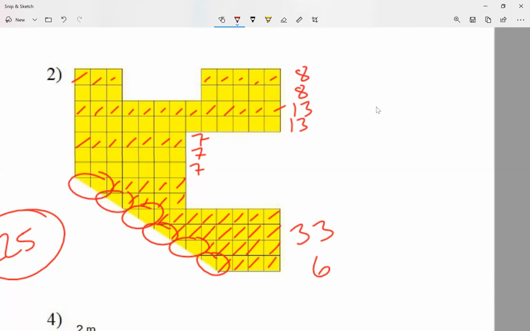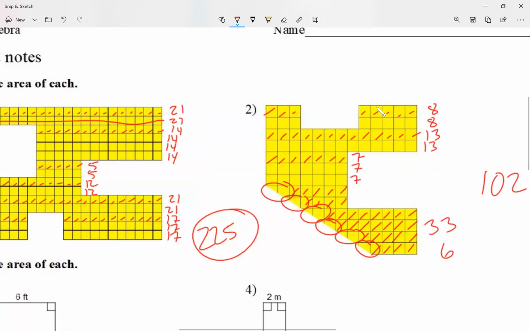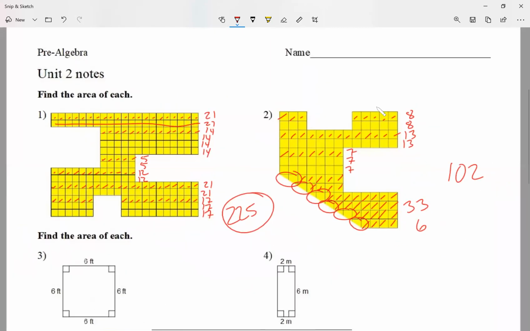So let me add my numbers. 8 plus 8 plus 13 plus 13 plus 7 plus 7 plus 7 plus 33 plus 6. I get 102. Literally, today, I'm going to ask you to count how many squares we got.